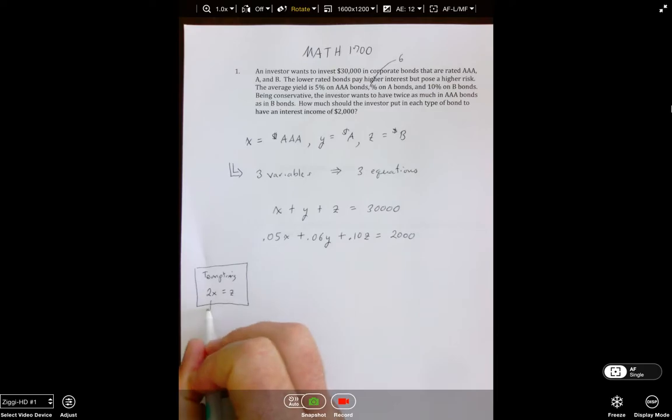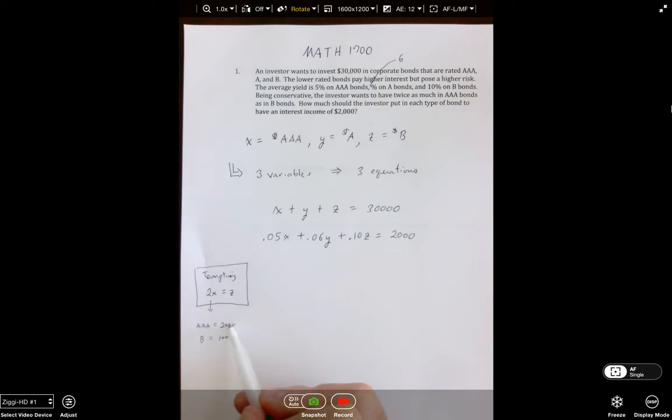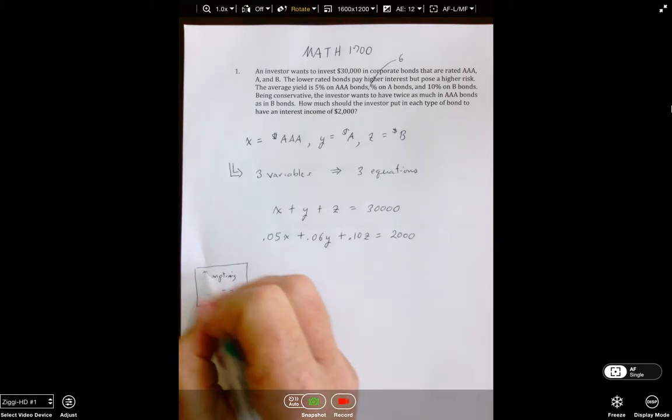If I have $2,000 in the AAA and Z is B, and let's say I have $1,000 there, then I have double in the AAA what I've got in the B bond. But when I multiply this by 2, I get 4,000, which doesn't equal 2,000. So, guys, it's tempting to do this and it's completely wrong.